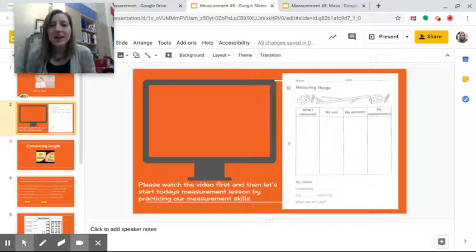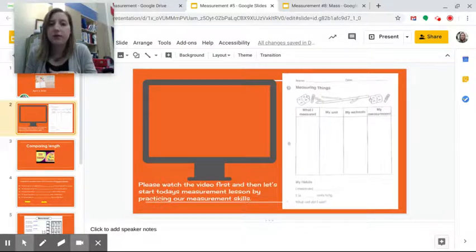Hey boys and girls, today we are looking at comparing lengths. So comparing is talking about what is longer or what is shorter. So you're putting them together and you're making an observation based on the length. So if something is long or if it's short and you're comparing it to something else.